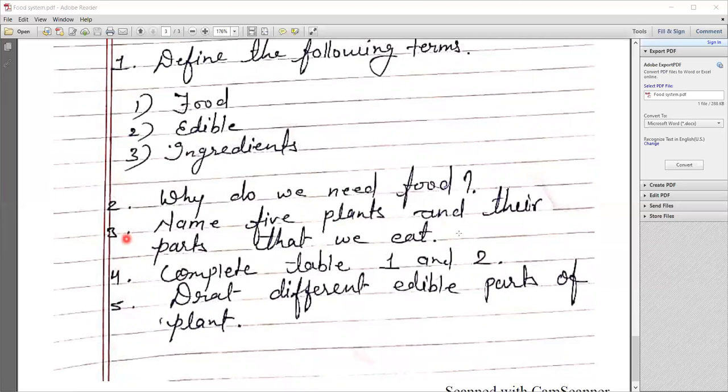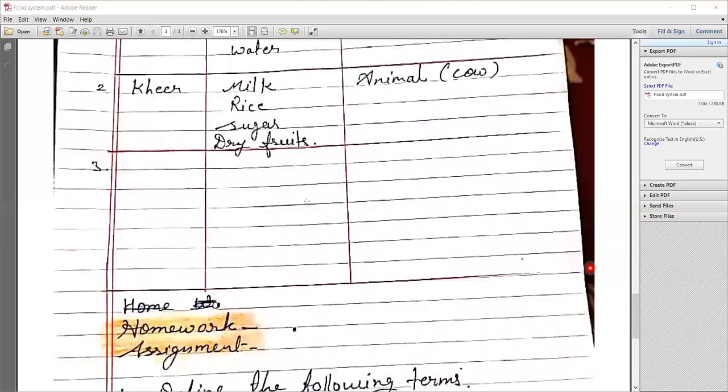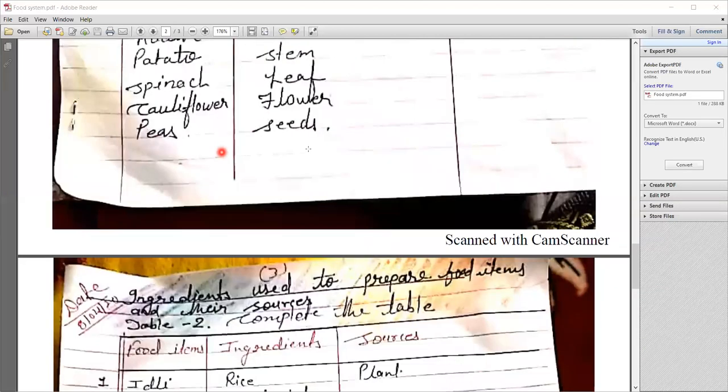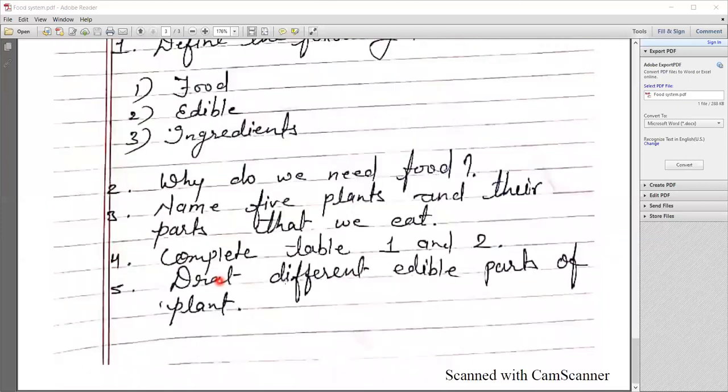Name 5 plants and their parts that we eat. I have made a table in the notes from where you can write down the answer. Next is complete tables 1 and 2. You have to complete the tables. 1 or 2 points I have written, and the rest you have to do. I have written 2 food items. The third one you have to write and complete.